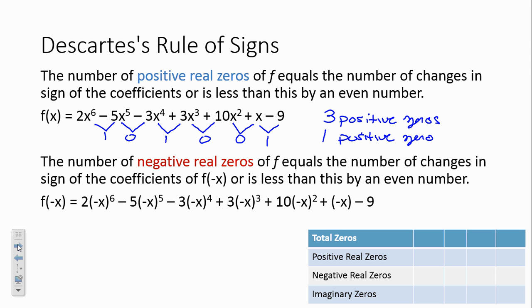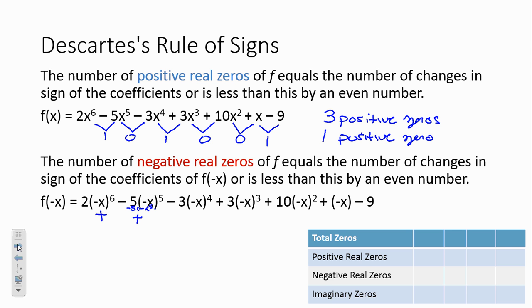Okay? So what he said was he took these same things, 2x to the 6th, but now it's 2 times negative x to the 6th. Well, that's going to be positive, because that 6th power is going to make that negative a positive. Negative x to the 5th is going to be negative, but there's a negative 5 waiting out in front, so this will be positive. Negative 5 times a negative x to the 5th is going to be positive. Okay?